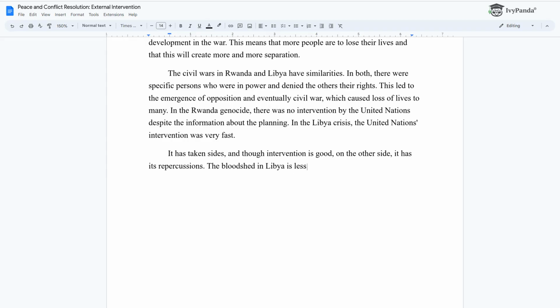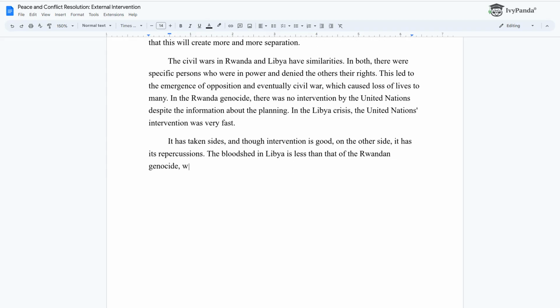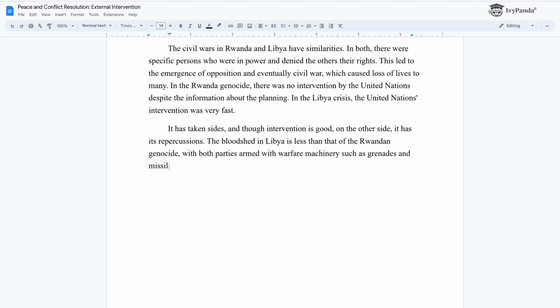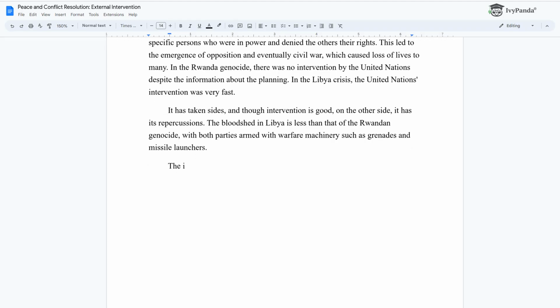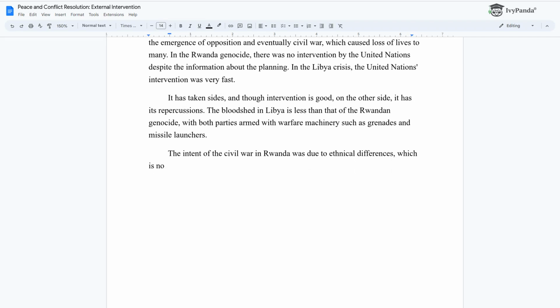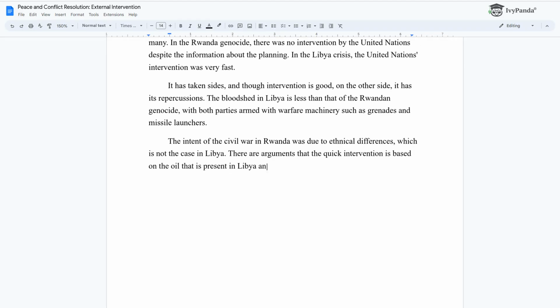The bloodshed in Libya is less than that of the Rwandan genocide, with both parties armed with warfare machinery such as grenades and missile launchers. The intent of the civil war in Rwanda was due to ethnical differences, which is not the case in Libya. There are arguments that the quick intervention is based on the oil that is present in Libya and the lack of cooperation between Gaddafi and the West.